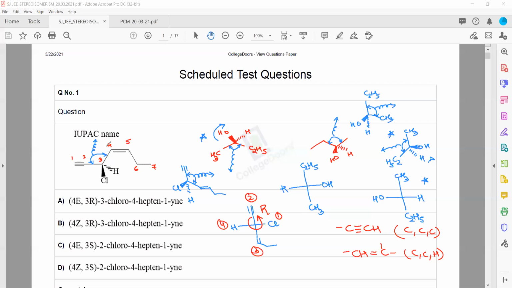For this double bond, direct answer आ जाएगा, because these two valencies of H are on the same side of the double bond. So obviously it is going to be which configuration? Z. So 4 will be Z and 3 will be R. Now 4Z and 3R का combination you can see in only one option, and IUPAC nomenclature तो already बता दिया था. The answer is option B. Any doubt in this question?